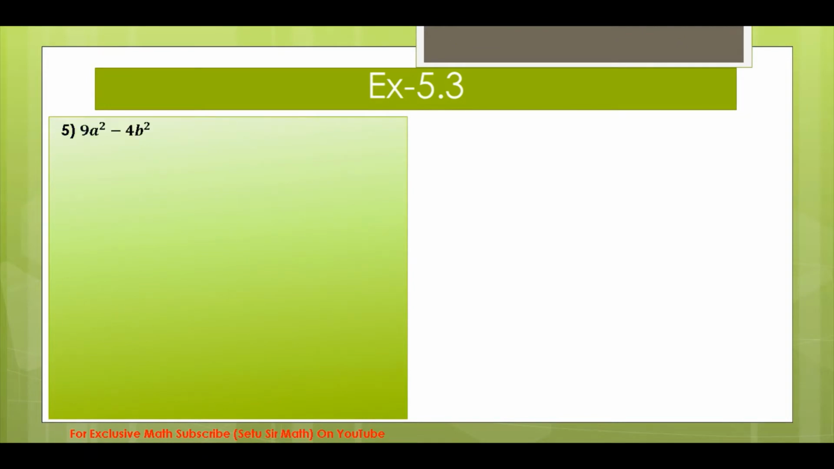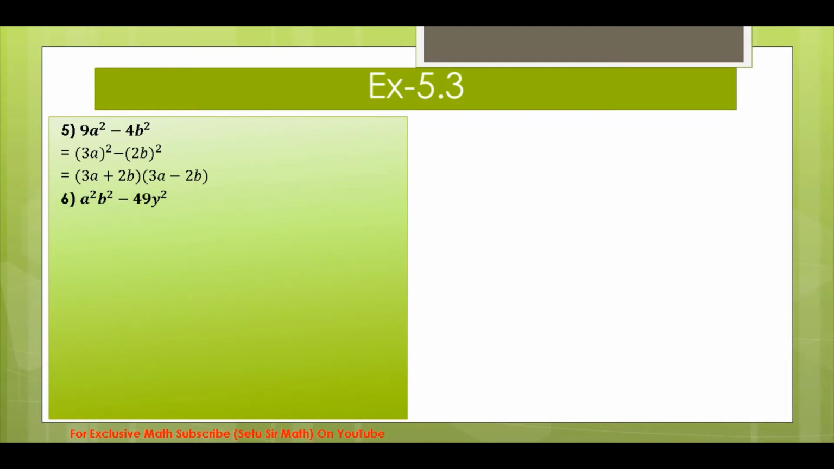So number 5, 9a square minus 4b square. As you can see, the same thing. We can take the formula a square minus b square. We have to make the format of a square minus b square. You can see 9a square, we can make 3a whole square, and you can see minus 4b square, that means 2b whole square. That means 3a whole square minus 2b whole square, and the formula is the same formula, 3a plus 2b, 3a minus 2b, as the general formula, a square minus b square, a plus b into a minus b.